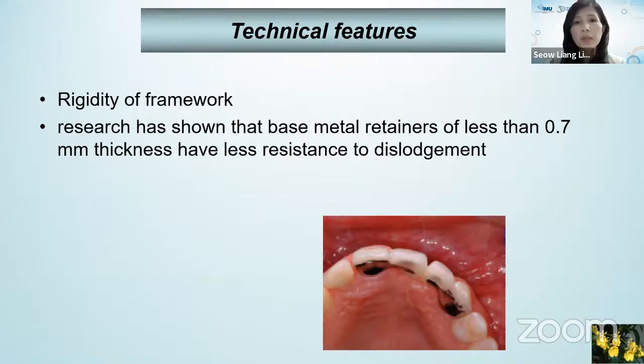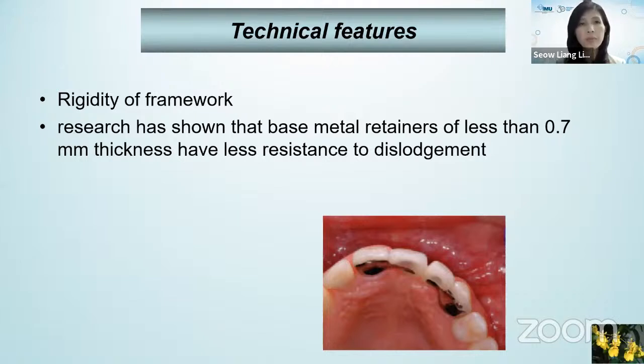First, the framework needs to be rigid. As mentioned previously, for RBB, we mainly use base metal. And base metal, although it's tougher than precious metal, still they need to have adequate thickness. And generally, we say around 0.7. So we need to evaluate the occlusion. If we do not have that amount of space, you may have to prep the tooth.